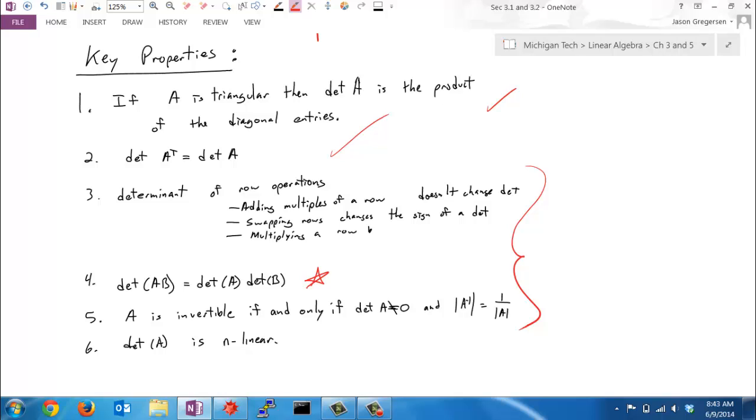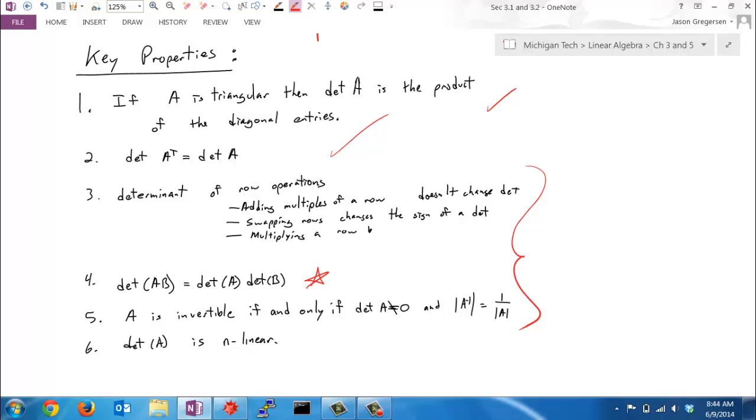Okay. And the last one: if A is invertible, first of all, it's invertible if and only if the determinant is not equal to 0. That's an important one. That's kind of the idea that generated the idea of the determinant. But also, then the determinant of the inverse is equal to 1 over the determinant of A.